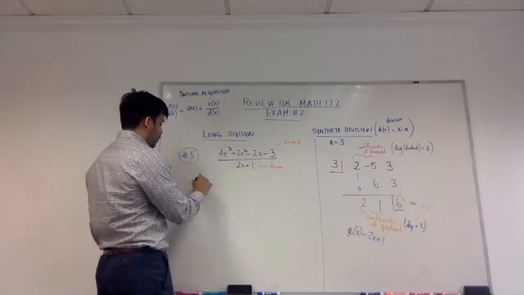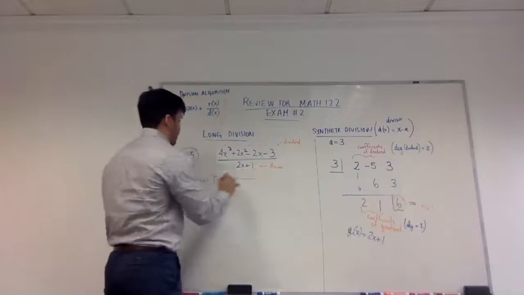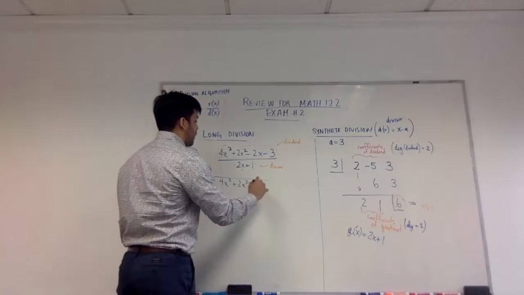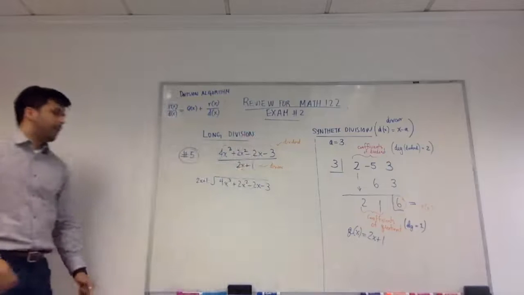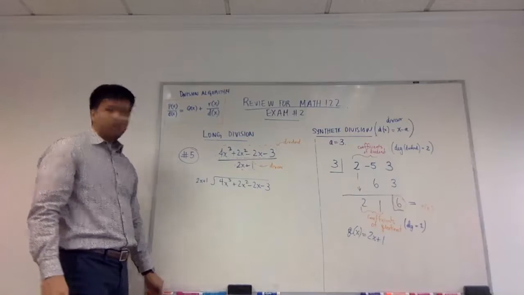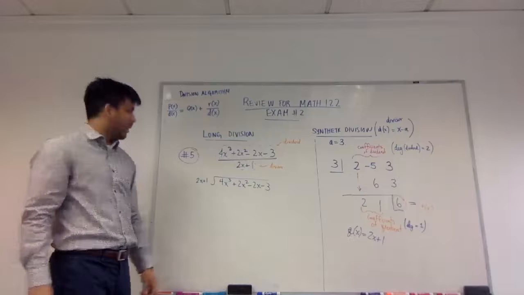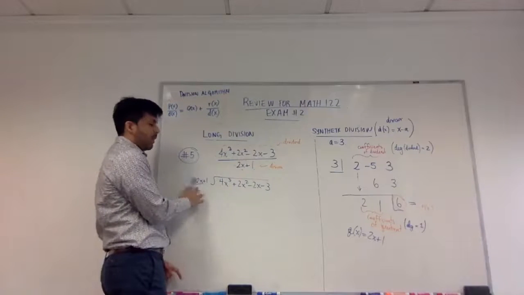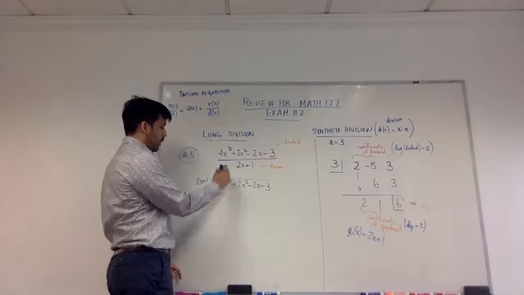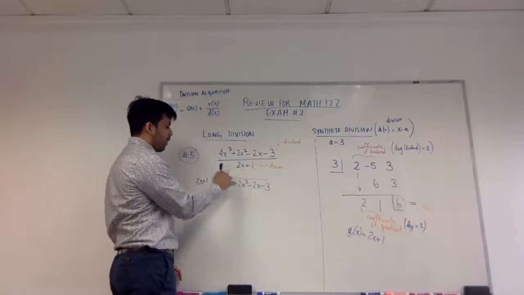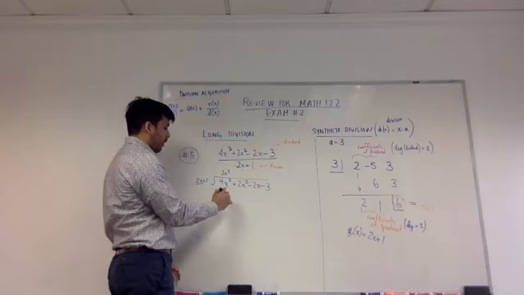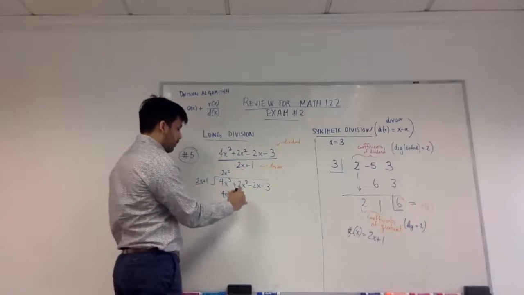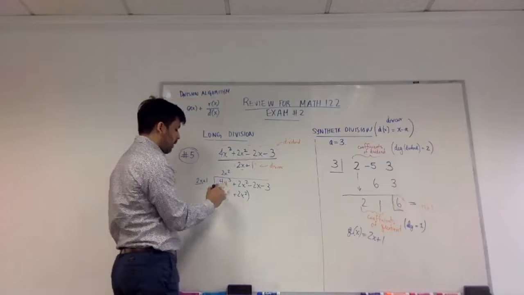So now we have 2x plus 1 dividing 4x cubed plus 2x squared minus 2x minus 3. Now, for 2x, I ask myself, what multiplies by 2x to give me 4x cubed? And it's 2x squared. So 2x squared times 2x is 4x cubed. Then 2x squared times 1 is 2x squared. So then I subtract.